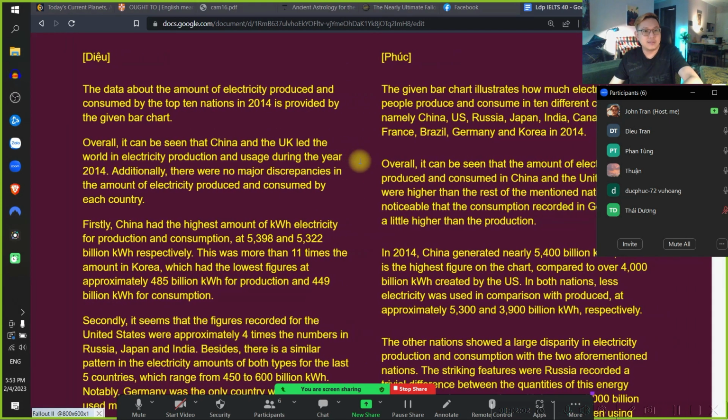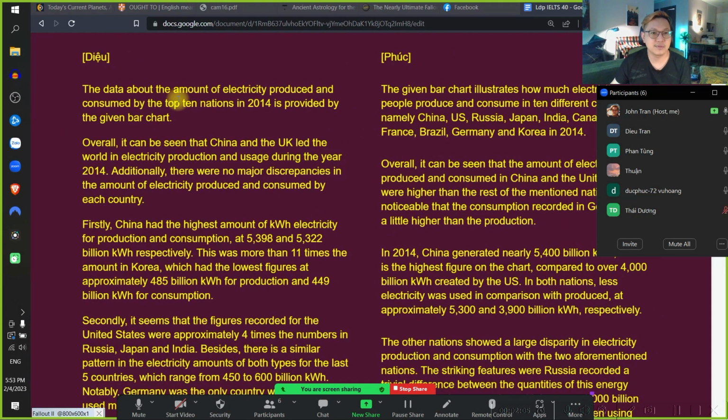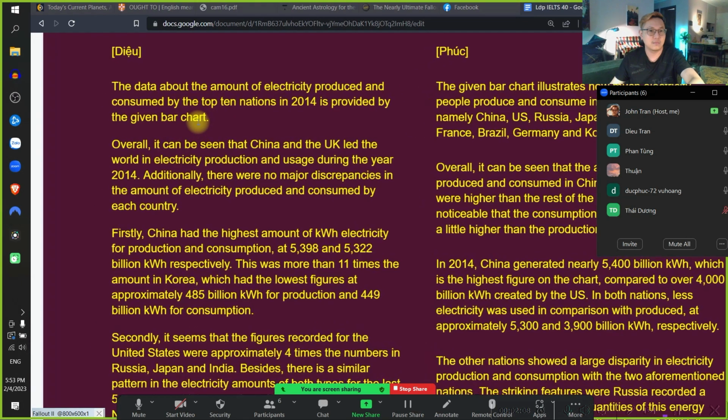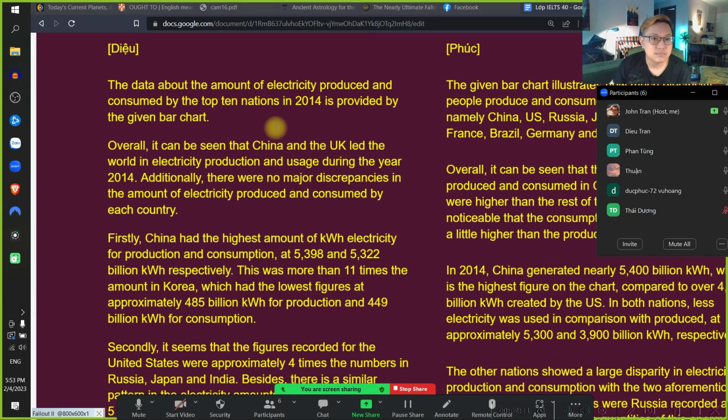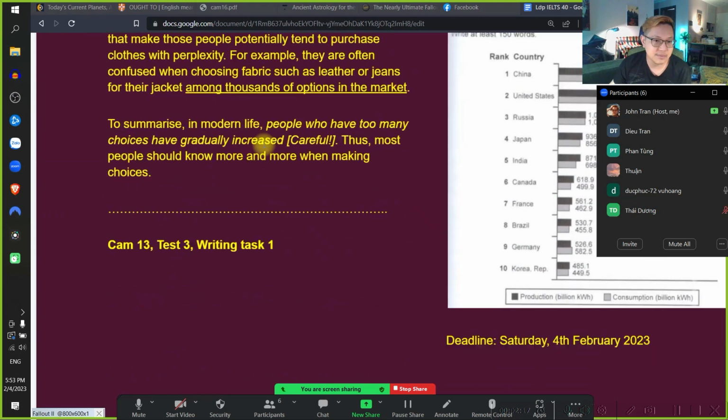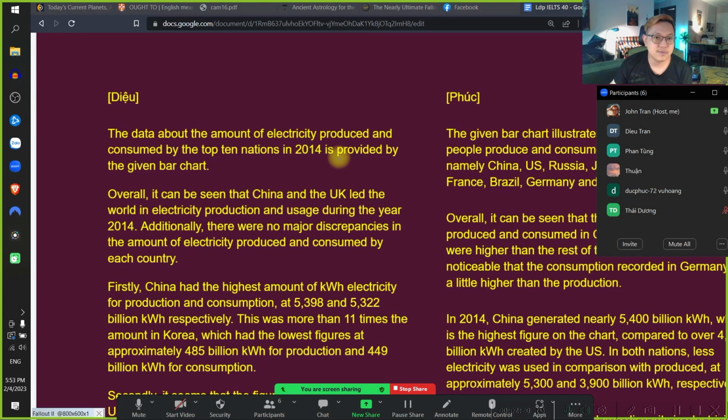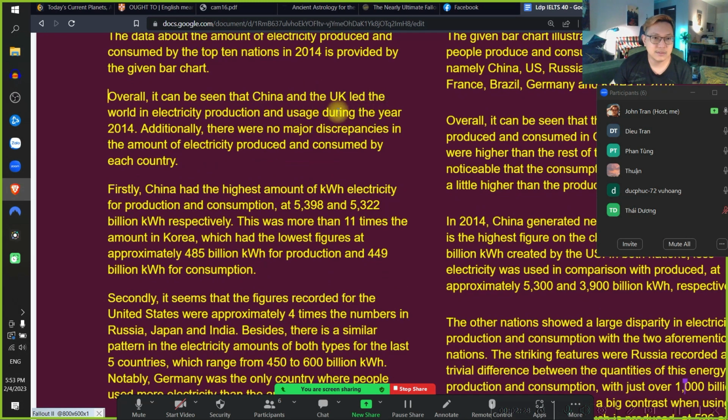Alright, let's look at the student's essay. The data about the amount of electricity produced and consumed. The top 10 countries, top 10 nations, is provided by the given bar chart. It can be seen in UK like the world, dẫn đầu thế giới đúng không? There were no major discrepancy, đã không có những sự dịch rời khác biệt nào lớn. There were no big changes.